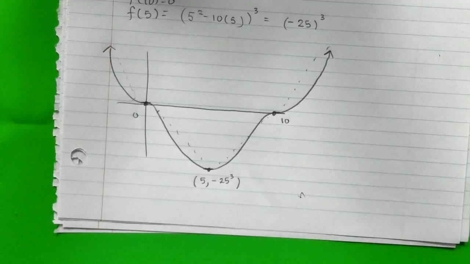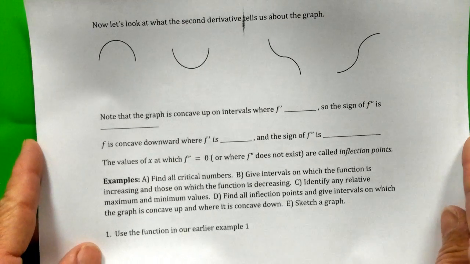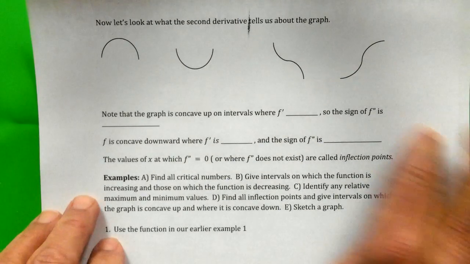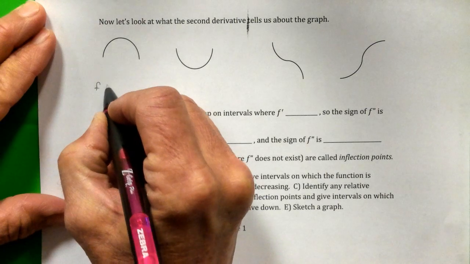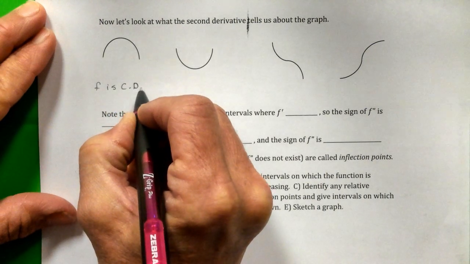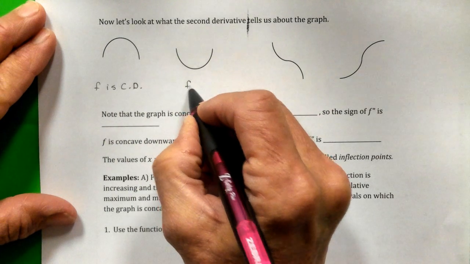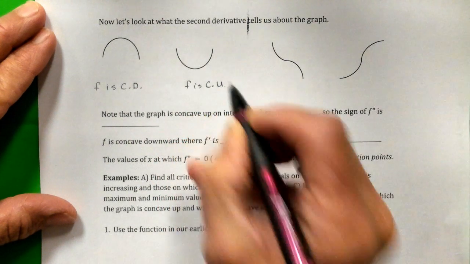The concavity of a function will be determined by the sign of the second derivative. And let me show you why. The first piece I've shown you is an exaggerated portion of a graph that's concave down. And in the second piece, I've got a graph that's concave up. And then in the third and the fourth pieces, I've got some that change from concave up to down and down to up. So on this interval, if the graph is shaped like this, f is concave down. And here, f is concave up.